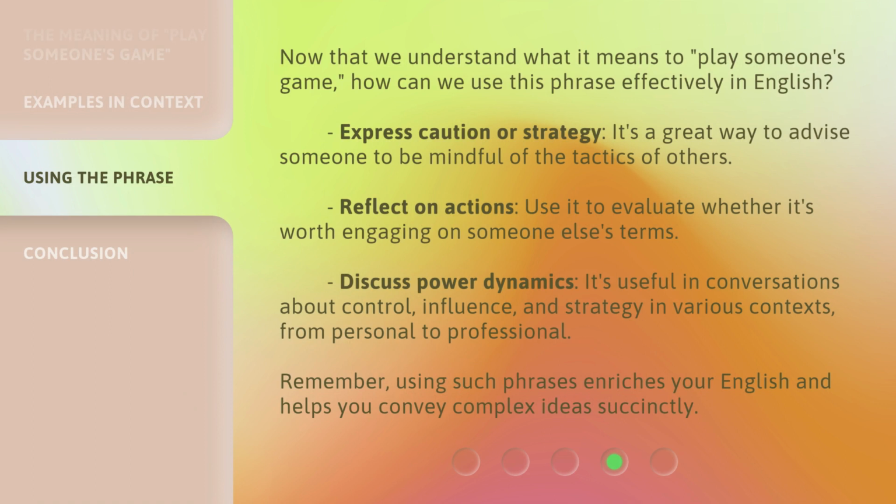Now that we understand what it means to play someone's game, how can we use this phrase effectively in English? Express caution or strategy. It's a great way to advise someone to be mindful of the tactics of others. Reflect on actions. Use it to evaluate whether it's worth engaging on someone else's terms. Discuss power dynamics. It's useful in conversations about control, influence, and strategy in various contexts, from personal to professional. Remember, using such phrases enriches your English and helps you convey complex ideas succinctly.